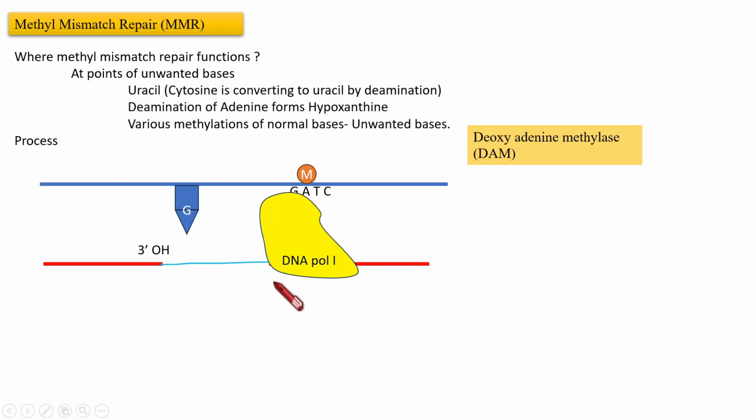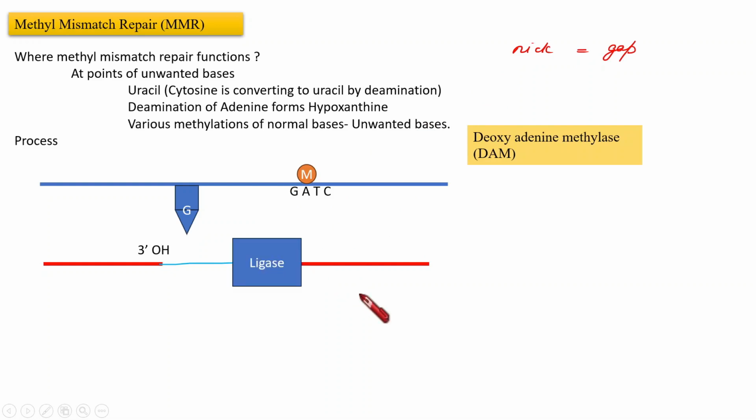What is a nick? What is the difference between a nick and a gap? A gap means there is enough space to add one more nucleotide. A nick means there is no sufficient space for adding any more nucleotides. It is only possible to form a phosphodiester bond. So that nick is sealed by another enzyme. We know its name. What's that? Yes, DNA ligase. It seals that nick, and in that way repairs the damaged DNA to a normal one. This is the process in the case of prokaryotes.